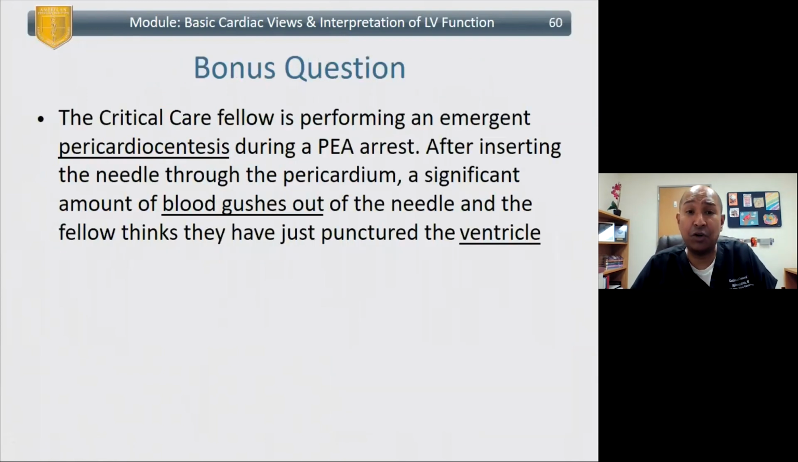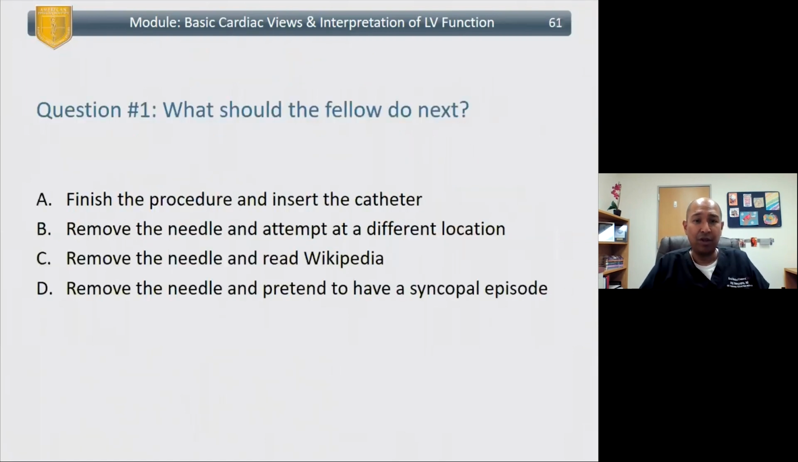So with that being said, I couldn't resist putting a couple of bonus questions in there. A critical care fellow is performing an emergent pericardiocentesis during PEA arrest, pulseless electrical activity. After inserting the needle through the pericardium, a significant amount of blood gushes out of the needle, and the fellow thinks, uh-oh, I just punctured the ventricle. This can't be good. What should the fellow do next?